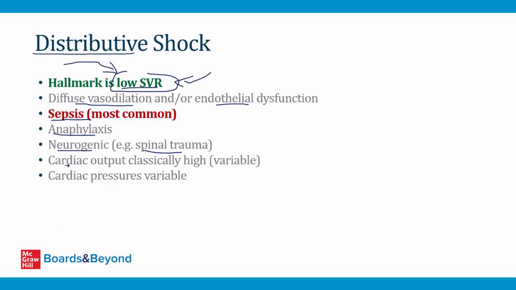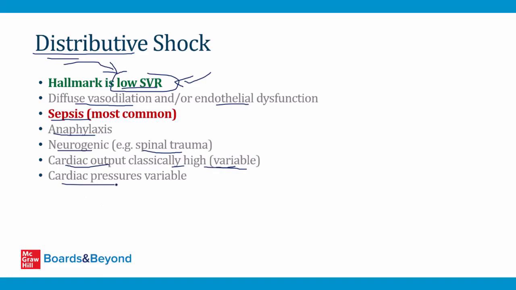So the cardiac output is classically high, although it's variable. Why is it high? It's high because when there's vasodilation and low SVR, the sympathetic nervous system makes the heart beat very hard and very fast. And so that can raise the cardiac output. But that doesn't always happen because sometimes these patients have lost intravascular volume. So that's why I say it's variable here. And you can't rely on the cardiac output to tell you that a patient has distributive shock.